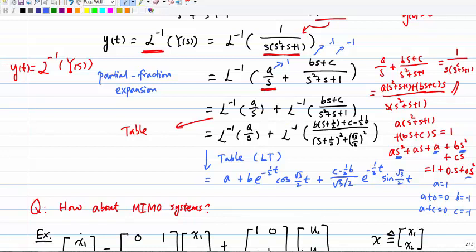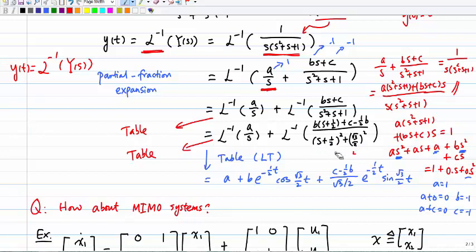Over here it is L inverse of A over s plus L inverse of (Bs plus C) divided by s squared plus s plus 1. This one you have to use a table again. I don't want to talk too much about how to do the inverse Laplace transform, but if you have questions, you can let me know. You write the denominator in the form (s plus a) squared plus w squared, something like this form.